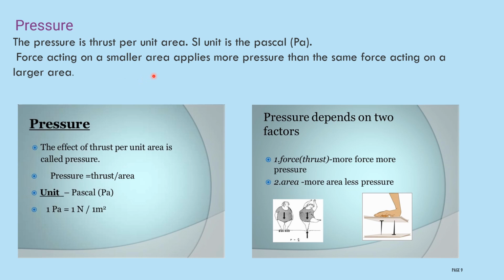Force acting on a smaller area applies more pressure than the same force acting on a larger area. If you apply a force to a smaller area, the pressure will be more. If the area is larger, the pressure will be distributed, so the pressure will be less. As the area increases, pressure decreases. As the area decreases, pressure increases.